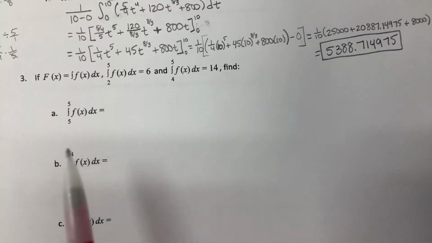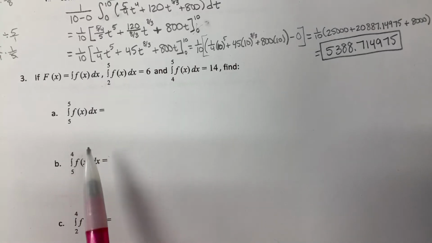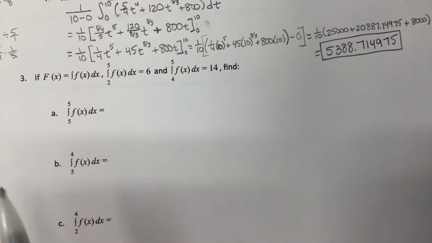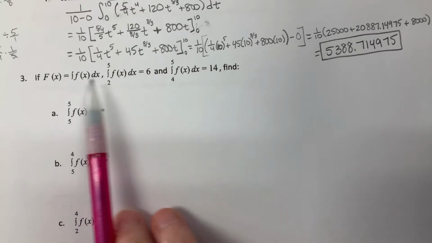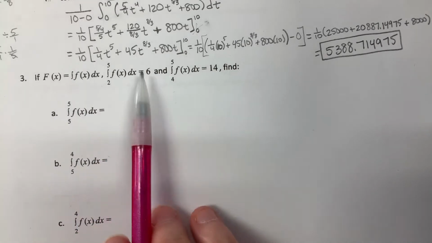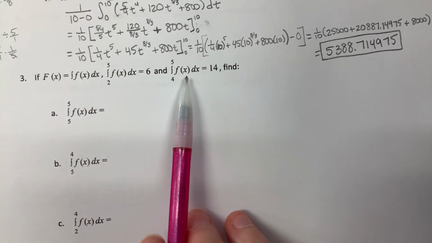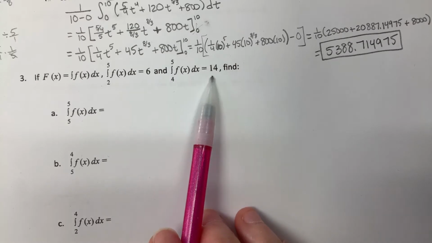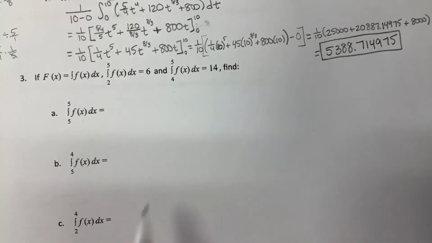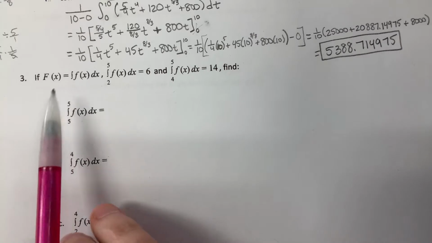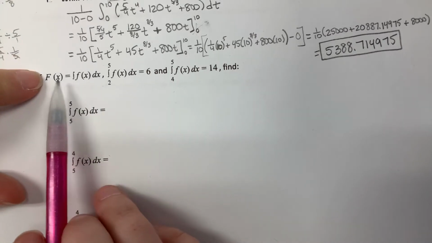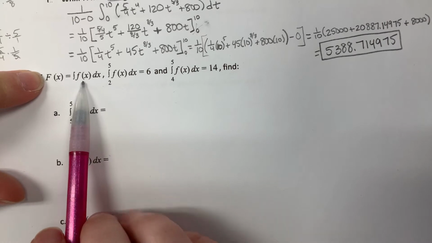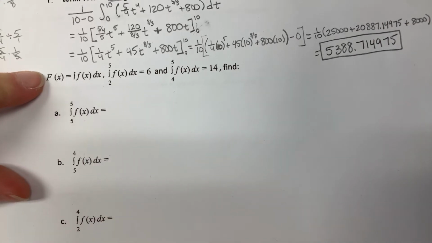Number 3 on the Unit 4 review is probably one of my favorite problems because it should be pretty quick and simple. I gave you in this problem the integral from 2 to 5, which I told you was 6, and the integral from 4 to 5 is 14. So I just want you to use that information to find these other things. And then the last one kind of goes back to this, that a capital F of x really just means the integral of the function. Okay, so we'll talk about that one on the last one.